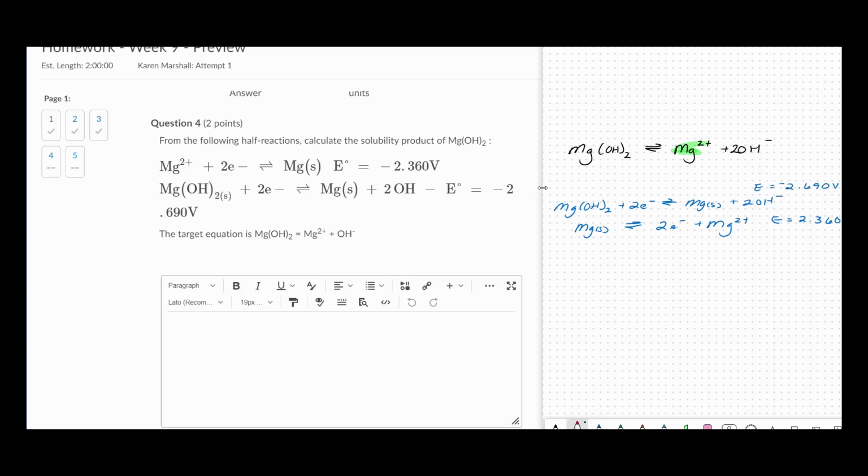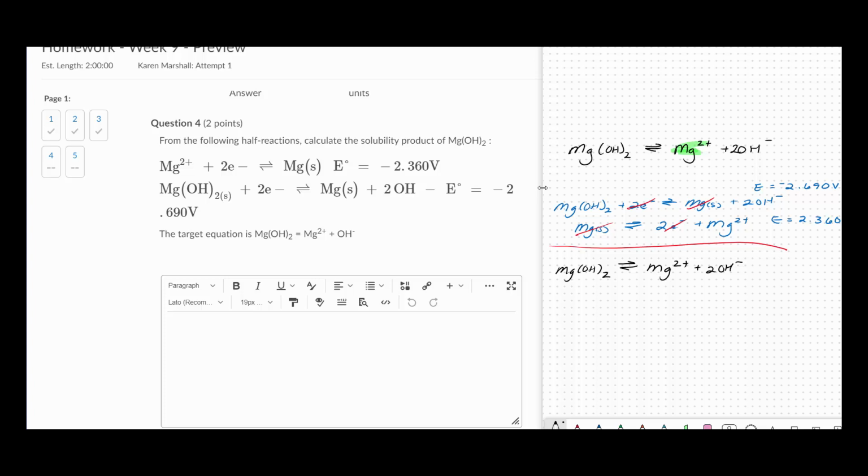Now when I add these two equations together, the 2 electrons cancel out, as do the 2 solid magnesiums. And what I'm left with is my target equation, Mg(OH)2, so Mg(OH)2 in equilibrium with the magnesium ion and 2 hydroxide ions.